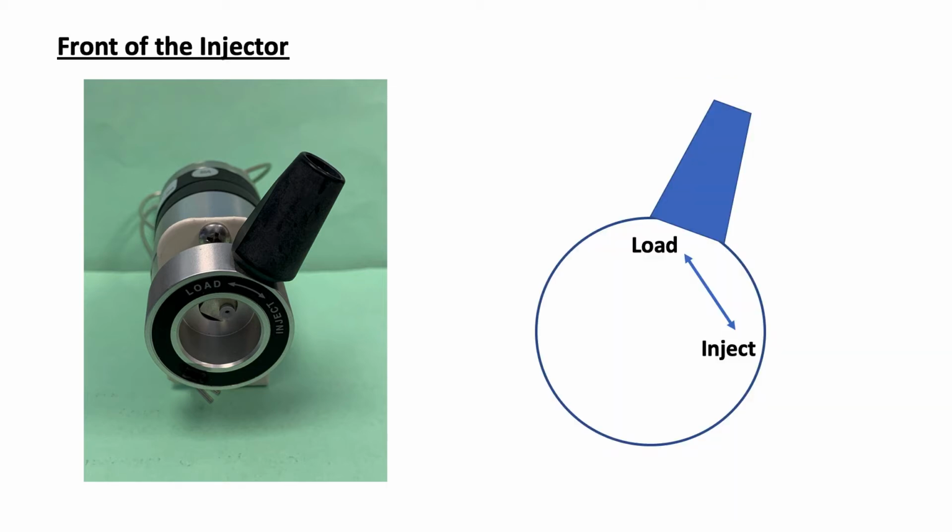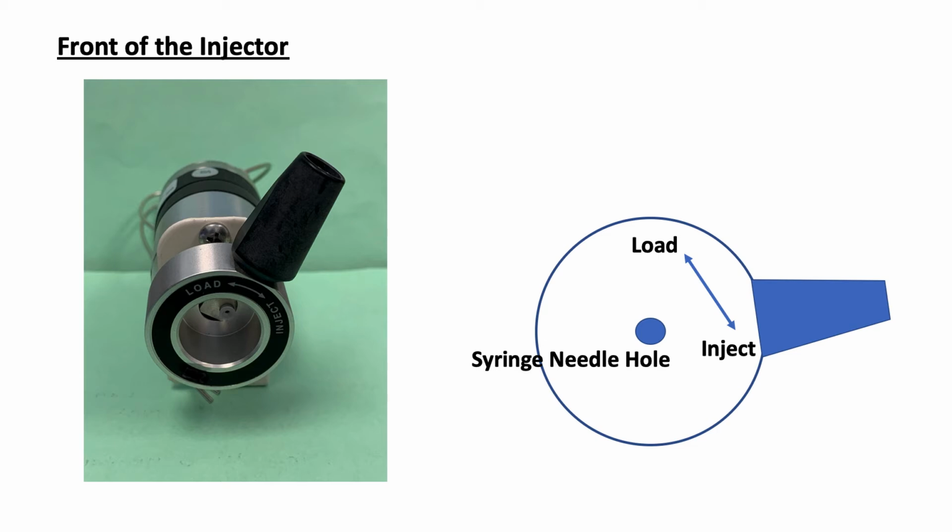As reflected by the face picture of the injector on the left, a dark knob is connected to the big stainless circular block. The position of the knob, either load or inject, is indicated by the label on the circular block. For the valve shown here, when the knob turns 60 degrees clockwise, it will change its position from load to inject. In the center of the circular block, there's a small hole, which is for the insertion of the needle containing sample.